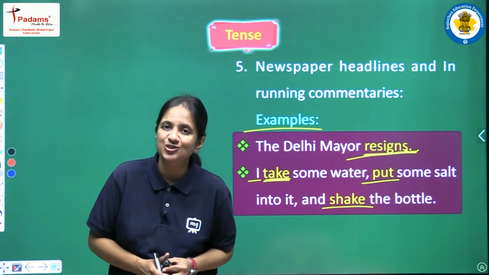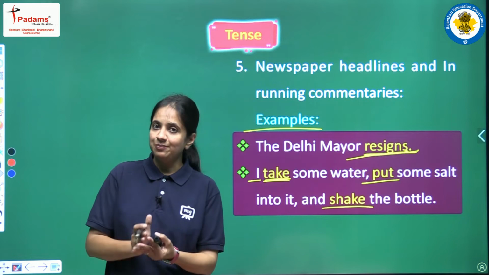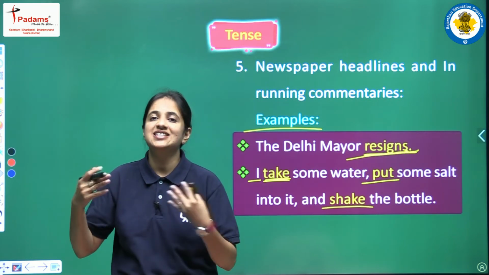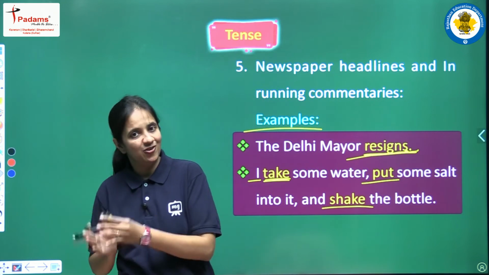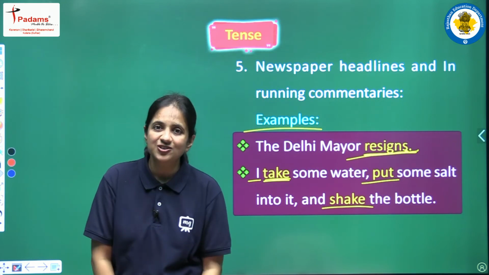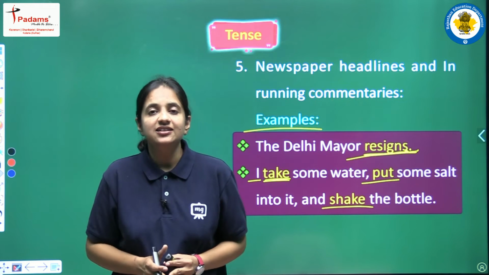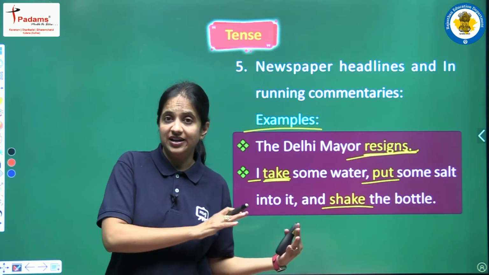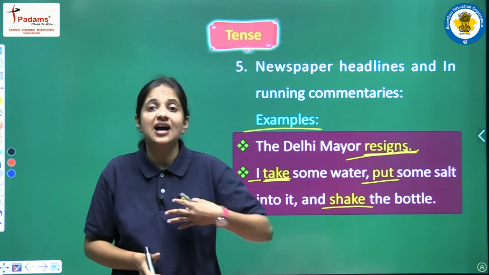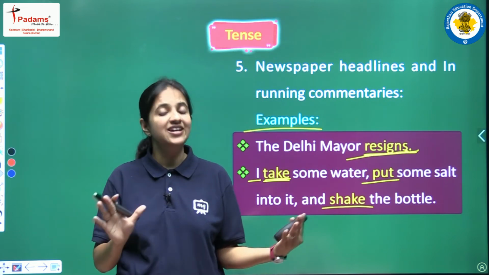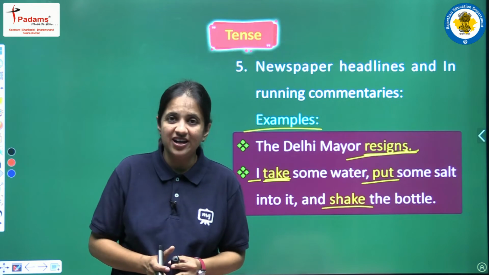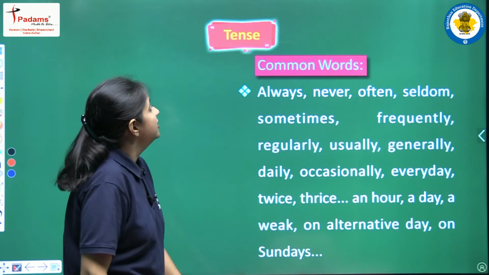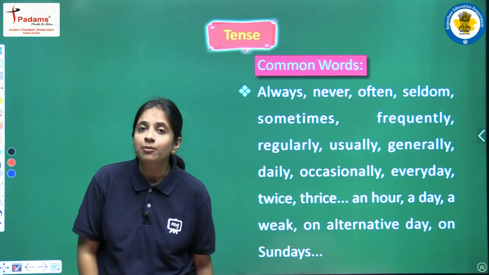So students, we have discussed the helping verb and the main verb of this tense, and we have seen many examples of positive, negative and interrogative sentences. We have also discussed the uses, the different kinds of sentences that are written using the present simple tense, and we have seen examples of the uses also. Right now I am very sure that everything is clear to you all till now. Let's move ahead. Now we have some common words.